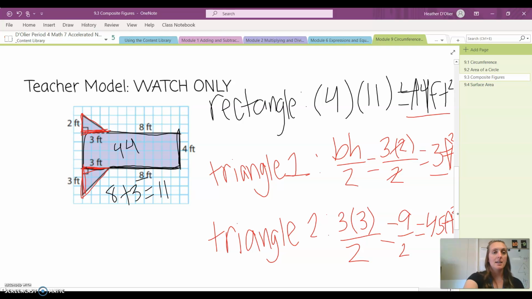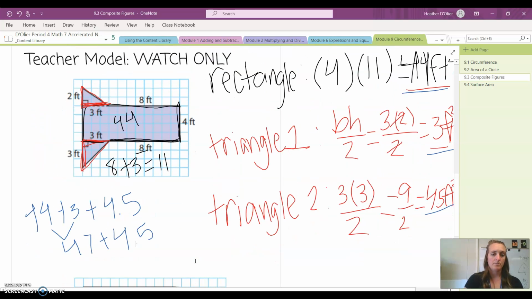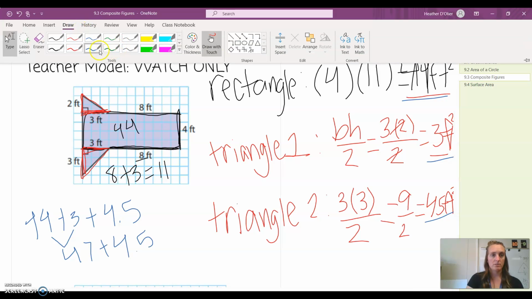And then the last thing I have to do in order to finish up this whole problem is I need to combine all 3 of these. So I'm doing 44 plus 3 plus 4.5. Well, 44 plus 3, that's 47. So then 47 plus 4.5. Oh, scroll down a little too much, and I think my draw feature is going to turn off.